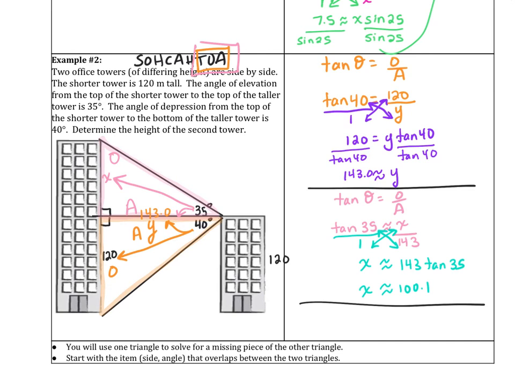So now, to get the whole height of the triangle, we can say that the height is then approximately equal to 120 plus what we solved for x, which was 100.1. So that makes it approximately equal to 220.1 meters.